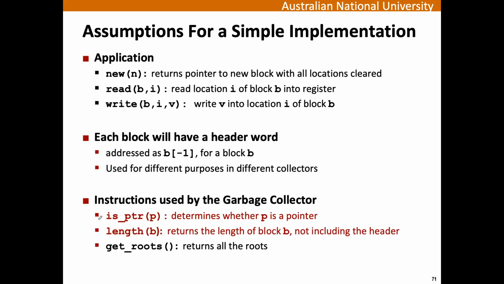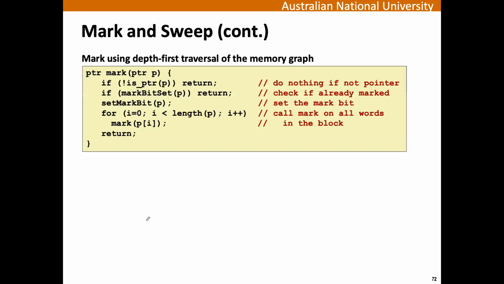Imagine we have this method isPointerP. We can have our marking phase implemented with this function. If it's not a pointer, just return. If the mark bit is already set, return. So if we are here, we know that the mark bit is not set, so we set the mark bit.